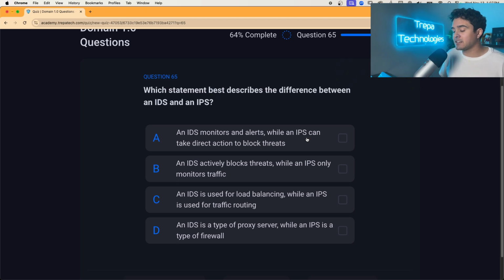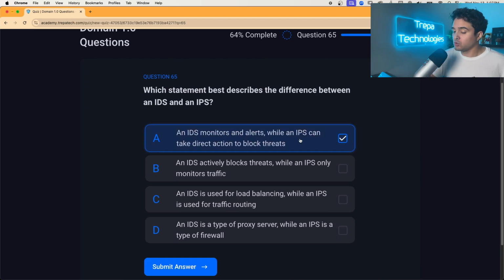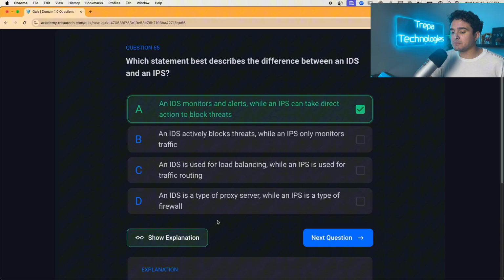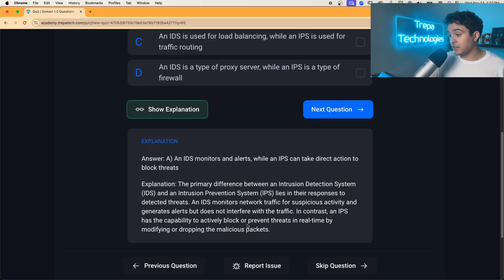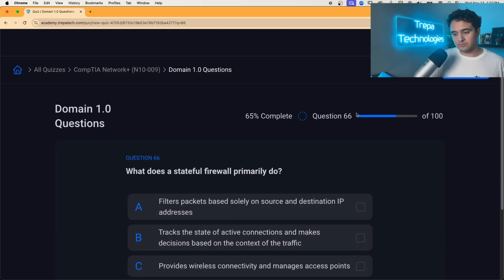It just detects. It just alerts the SOC, the engineers, system admins, cybersecurity analysts of something that may be potentially malicious, or something that is malicious, or something that deviates from the user baseline. IPS can also do the same thing, but it can prevent too. It can actually take action and block threats. So we're going to go with A. An IDS monitors and alerts, while an IPS can take direct action to block threats. Pause the video if you'd like to read the explanation.